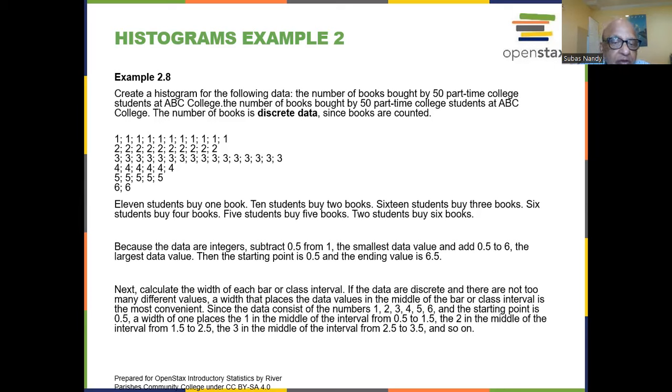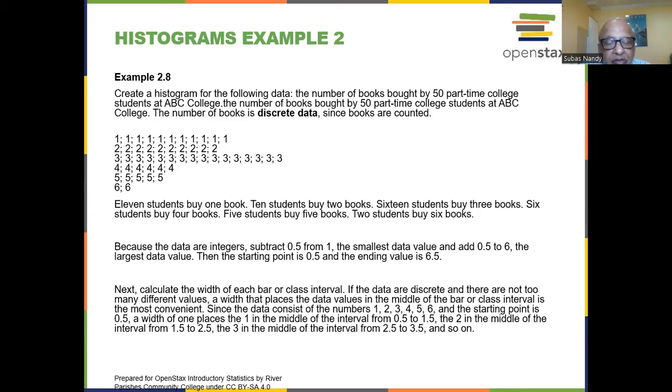1 is the smallest data value from which we will subtract 0.5, and we will add 0.5 to 6, which is the largest data value. Then the starting point is 0.5, and the ending value is 6.5. Next, calculate the width of each bar or class interval. If the data are discrete and there are not too many different values, a width that places the data values in the middle of the bar or class interval is the most convenient.